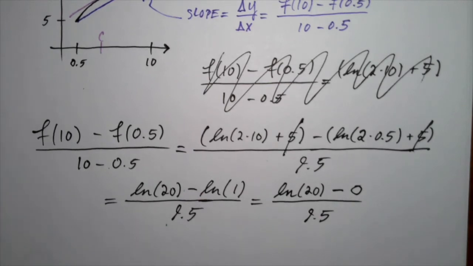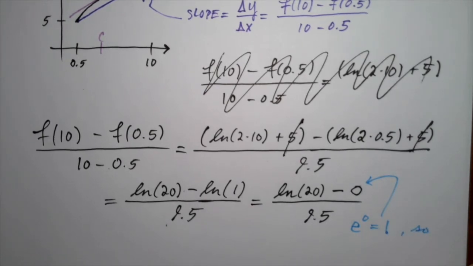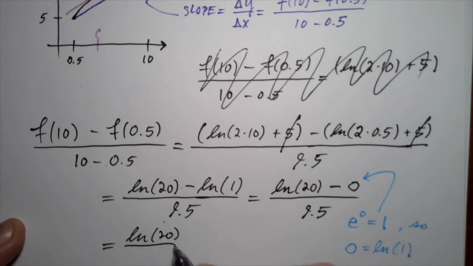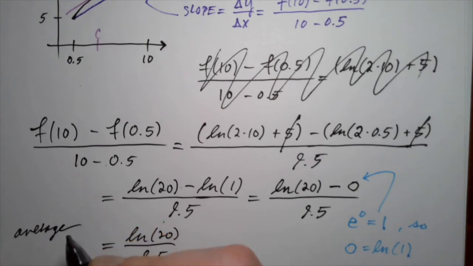Why is that? Let me make a little remark here. That 0 is coming from the fact that e to the 0 is equal to 1, right? Anything raised to the 0 power is 1. And so reframing that in terms of the inverse function, 0 is equal to the natural log of 1. That's always true. Okay, great. So we found our average rate of change. It's the natural log of 20 divided by 9.5. That's great. That's the right-hand side of the mean value theorem. That's the average rate of change on this interval.